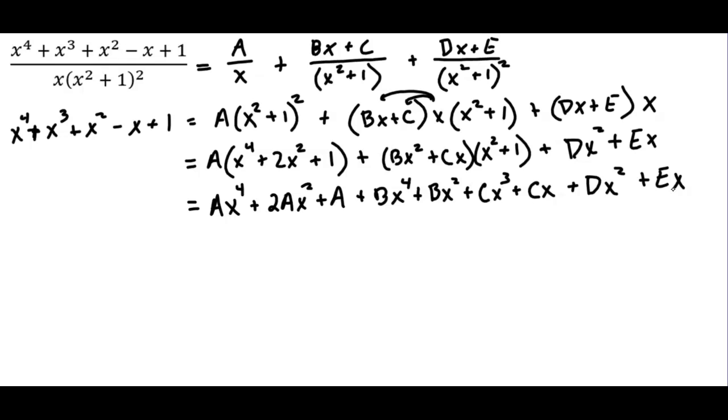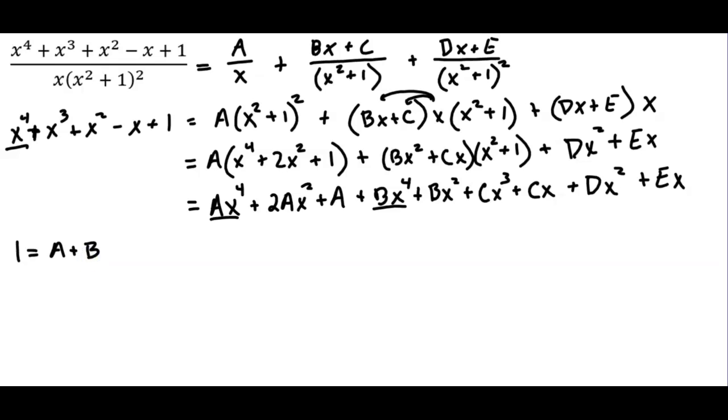Okay, now comes the matching up. I'm going to run out of colors here, but I'll use what I can. I just start at the beginning with the x to the 4th. So I need 1 to equal, now what do I have for x to the 4th? A plus B, just those two terms.